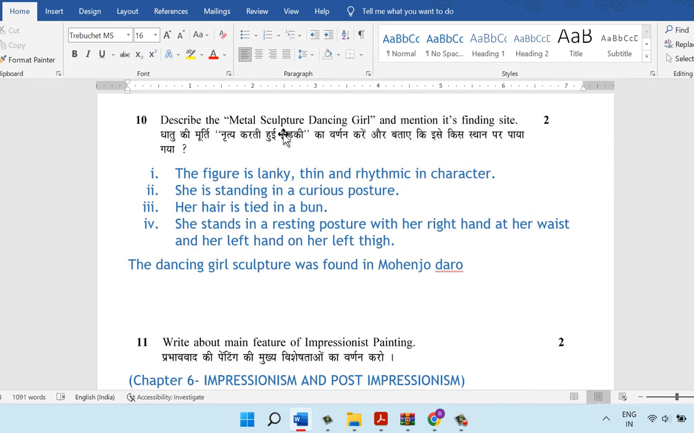Question 10. Describe the metal sculpture Dancing Girl and mention its finding site. The dancing girl is lanky, thin, and rhythmic in character. She is standing in a curious posture. Her hair is tied in a bun. She stands in a resting posture with her right hand on her waist and left hand on her left thigh. The dancing girl sculpture was found in Mohenjo-daro.